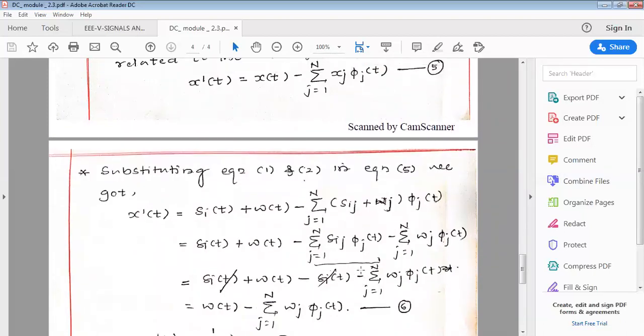Next, substituting equation 1 and equation 2 in equation 5, we get x dash of t, and the left-hand side we have as it is.